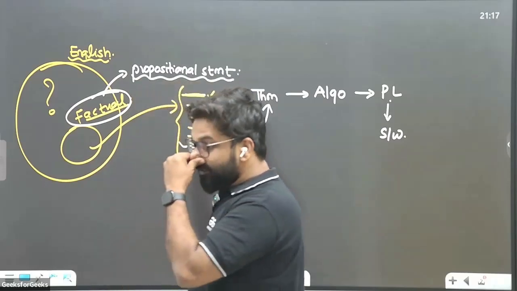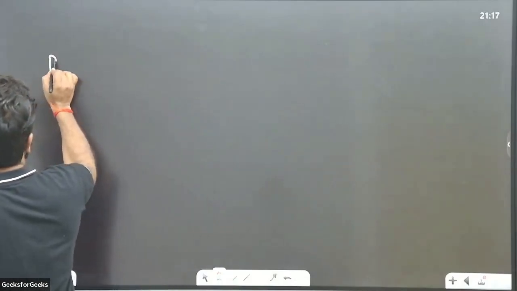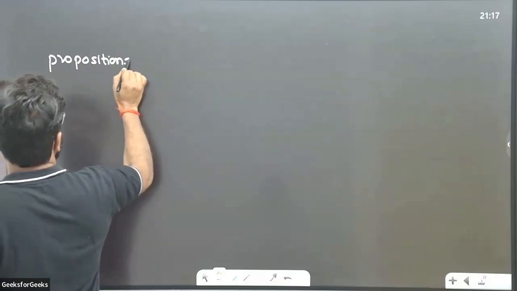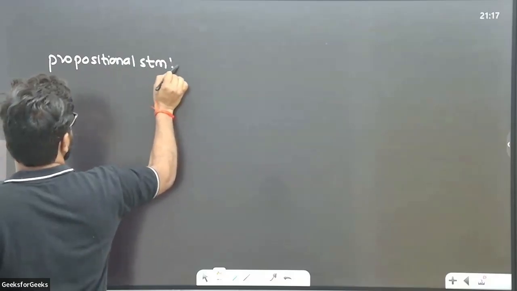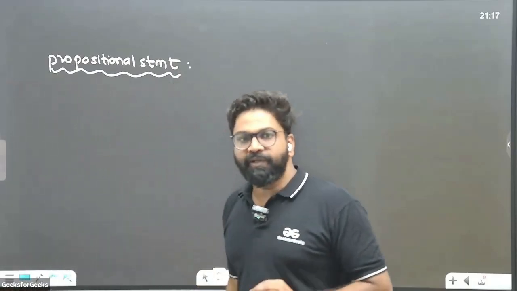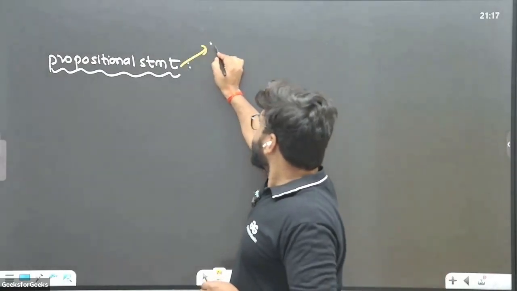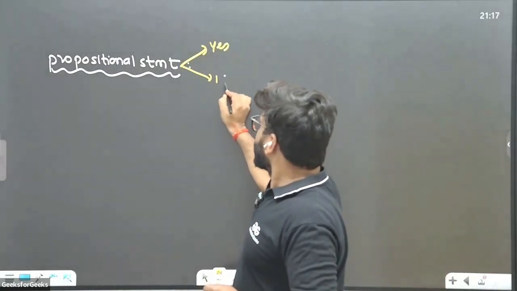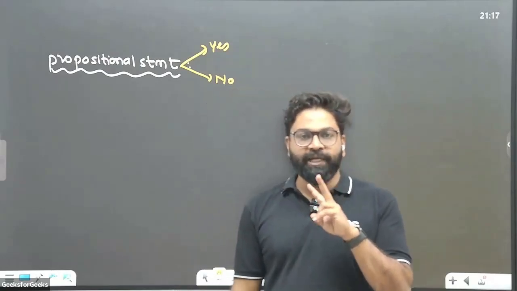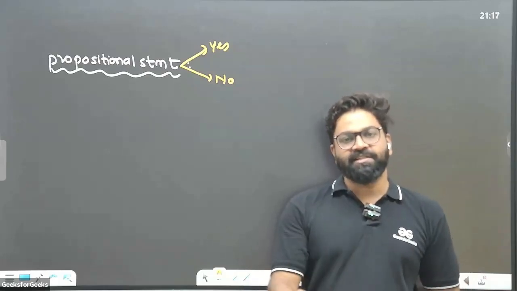So now let's talk about what exactly a propositional statement is. If anybody asks what exactly a propositional statement is, you have to say that any type of English statement which has two outcomes, whether we can say yes or no, or true or false, 1, 0, any type of statement which has only two outcomes, is called a propositional statement, or which defines some facts.